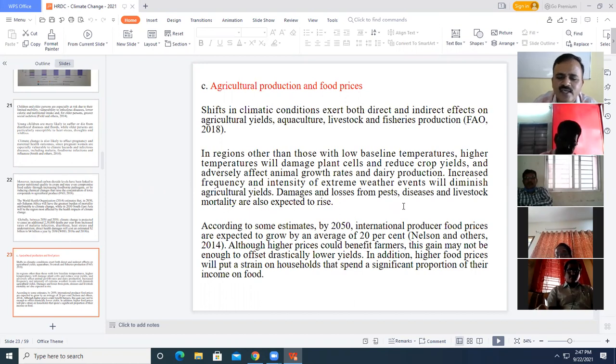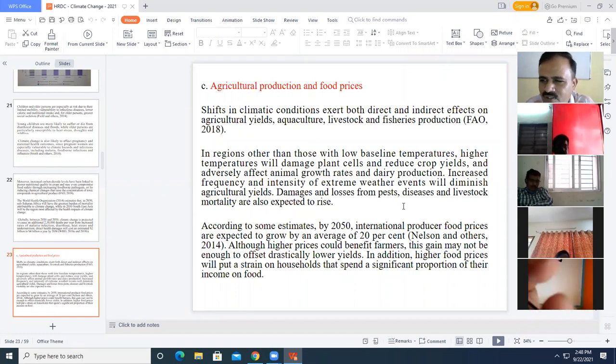Shifts in climatic conditions exert both direct and indirect effects on agricultural fields, aquaculture, livestock, and fisheries production. So these are the four important agriculture and agriculture related activities, and they are highly affected directly and indirectly by climatic conditions. In regions other than those with low baseline temperatures, higher temperature will damage plant cells and reduce crop yields and adversely affect animal growth rates and dairy production, and increased frequency and intensity of extreme weather events will diminish agriculture yield. Of course that has been observed even in the Indian context over the last few years.